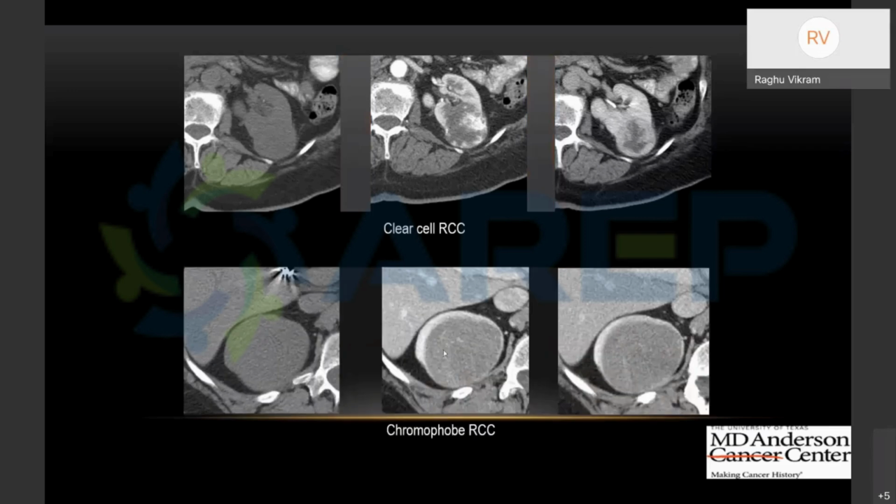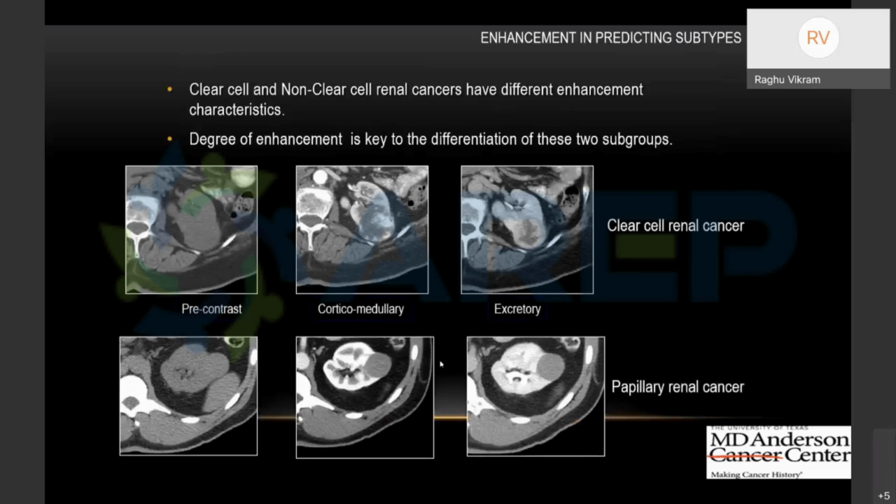This is a chromophobe renal cell carcinoma, generally more indolent, and you can see how it is homogeneous compared to the clear cell renal cell carcinoma, which is aggressive. So these are all just take-home points for all of you practicing, just to understand that there are different things.